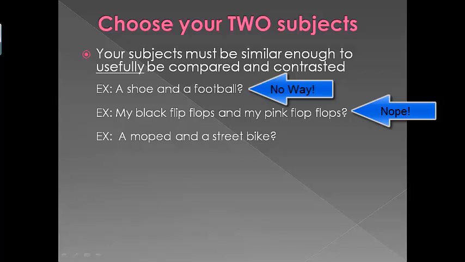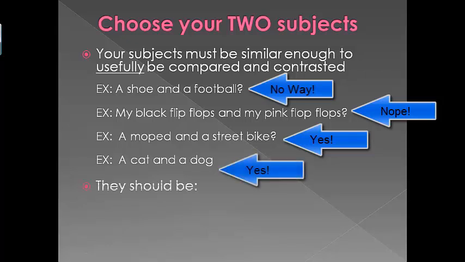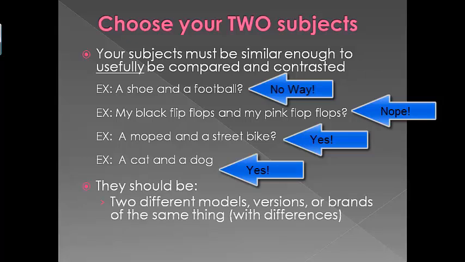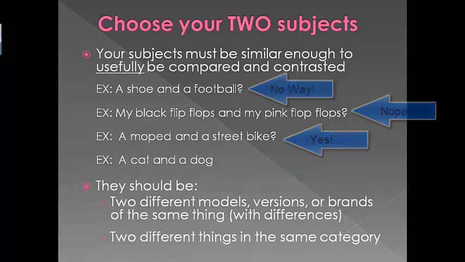But take this one, a moped and a street bike. Now both of these are a method of transportation, and both of them fall into a category of a motorcycle. Of course, they're very different in the cost and the size and the speed and many other factors, and now we have the basis for comparing and contrasting. The same thing goes for this, a cat and a dog. Both animals are so different, yet they're both common household pets, and they have a lot of similarities, and so it would be worthwhile comparing and contrasting. So basically, your two subjects should be either different models or versions or brands of the same thing, or it could be two different things, but they're still in the same category.